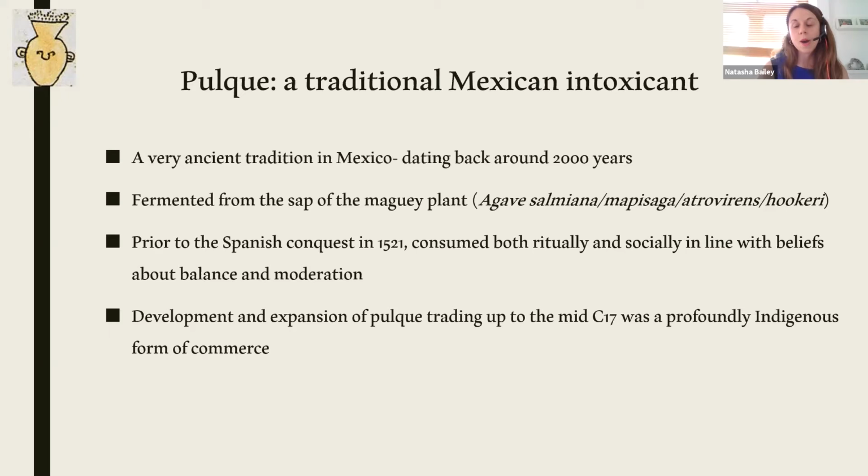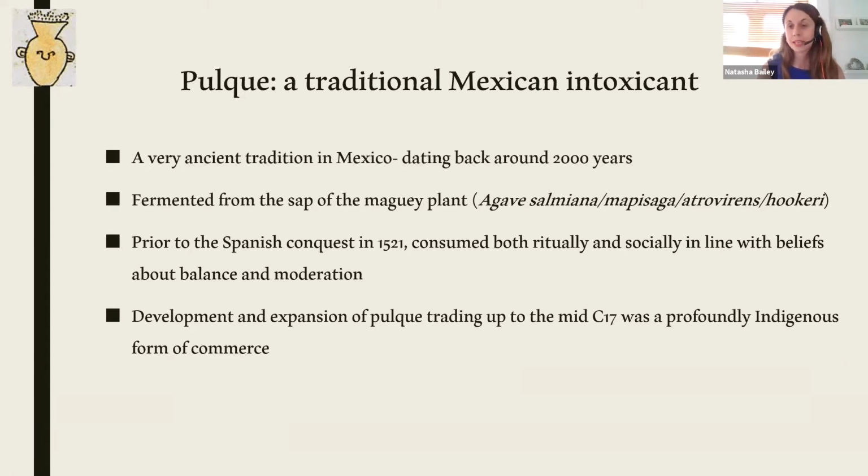Although we have this idea of pulque being a ritual beverage in some way, it is still also a commercial product before the conquest, and there are people who work as pulque makers and traders full time. It's a recognized profession. But from this, the trade expands massively during the 16th and 17th century.